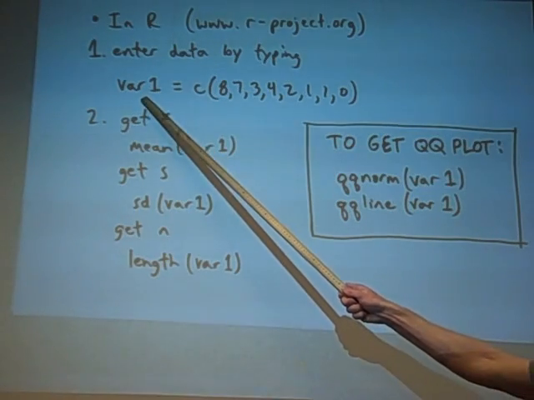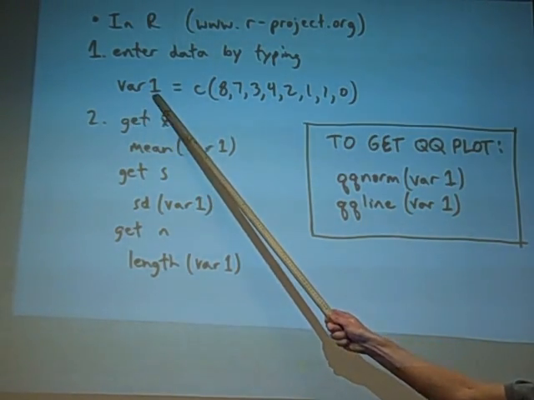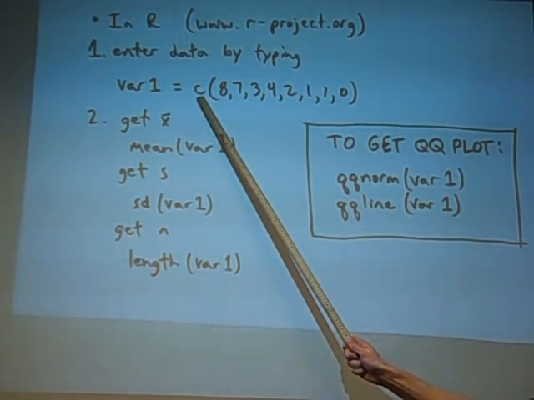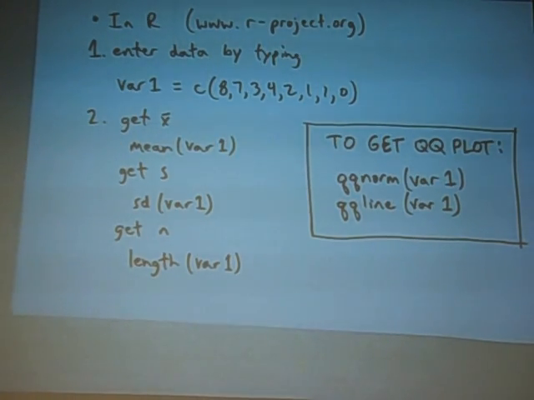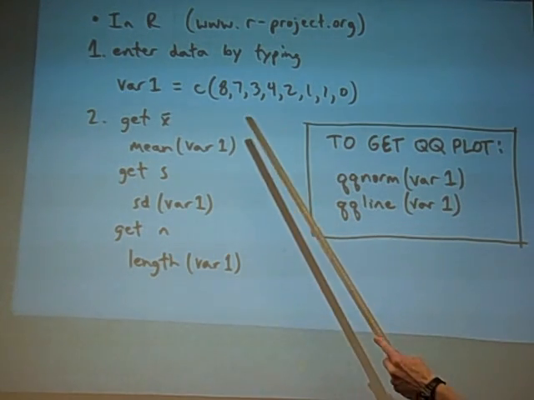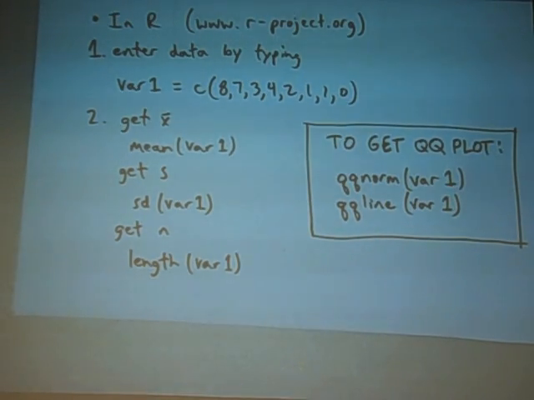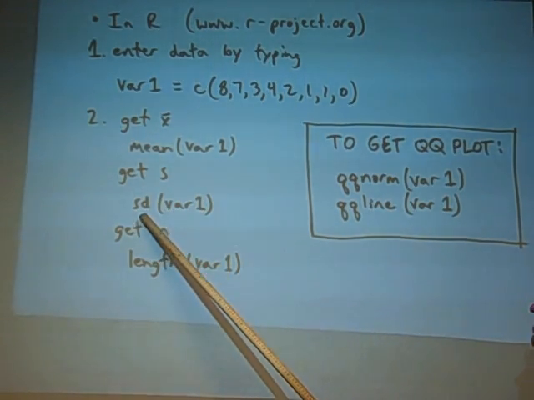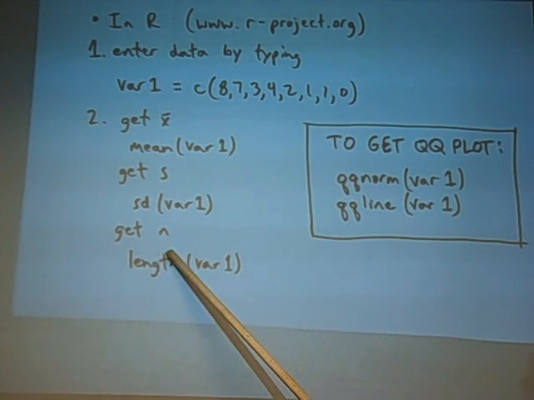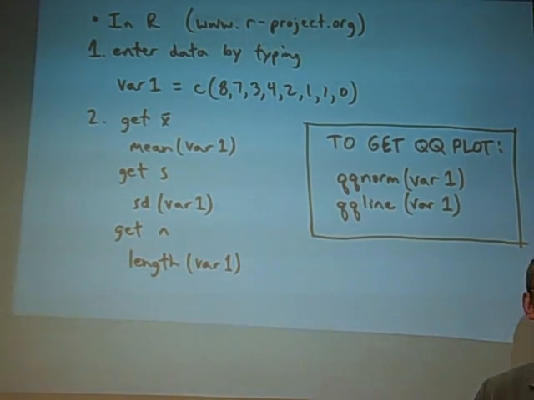What I'm doing here is defining a variable. I'm calling this variable var1 equals, with a lowercase c. The c stands for, I believe, a column, because when you have a variable, usually it's a column of data. So we're just defining a column of data, and then you enter the values separated by commas. If you want the mean of that one, you do mean, parenthesis, var1. To get S, you do SD, parenthesis, var1. If you want N, you do length, parenthesis, var1.